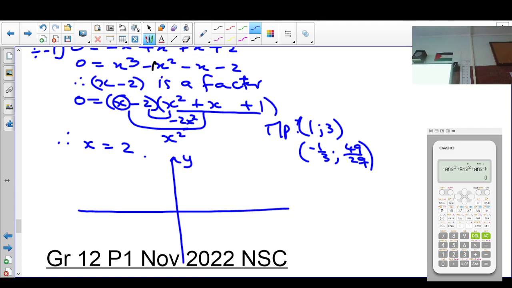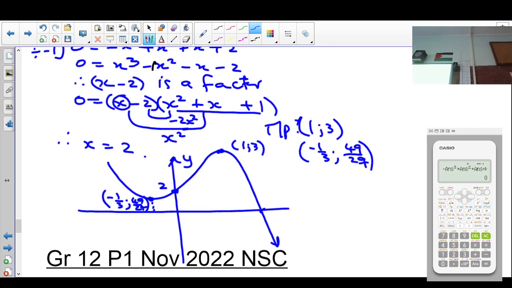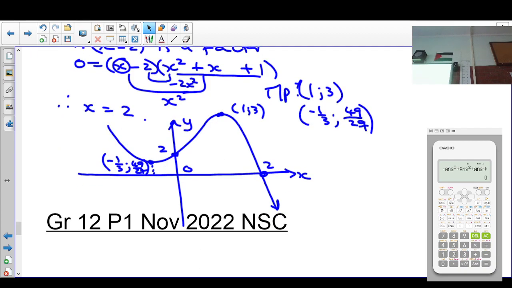So we know that the graph is going to do something like this, where that is negative a third and 49 over 27. So it goes through 2. There's a maximum value at 1 and 3. People, it's all by approximation. That's how we draw the graph. Otherwise, if you wanted to plot the points first and then draw the graph, no problem. You could have done that as well. Are you all okay with that, people? Is there any confusion? No?